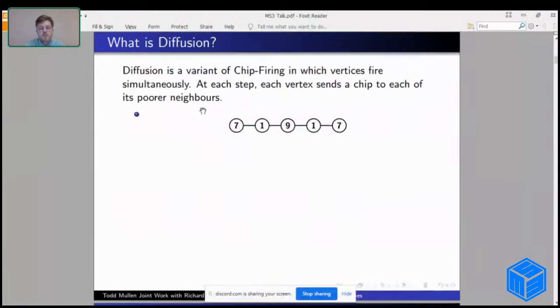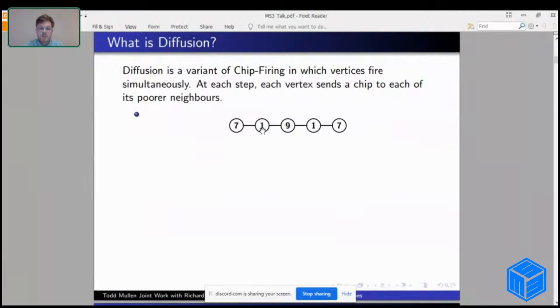Suppose I start with just a simple path, just 5 vertices connected by 4 edges, and I assign stack sizes of 7, 1, 9, and 7. Under the rules of chip firing, I could have chosen either this 7, this 9, or this 7 to fire, and then we would have maybe continued this game for a while. But under the rules of diffusion, I don't get to choose anything. The player doesn't do anything. The game is already defined. Every vertex fires a chip to each of its poorer neighbors.